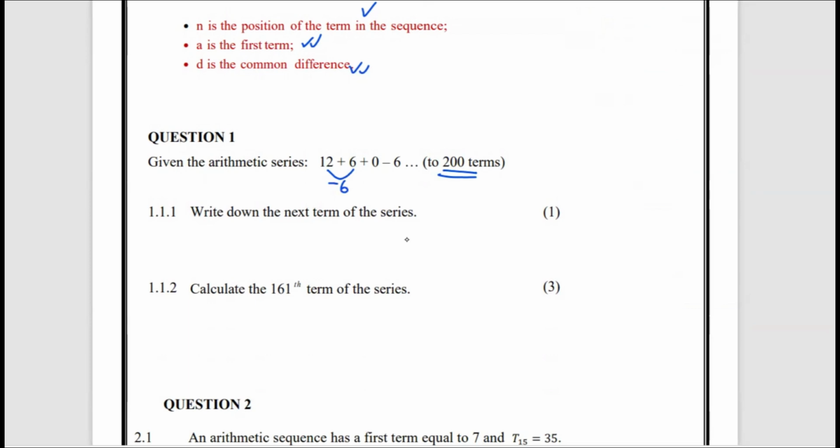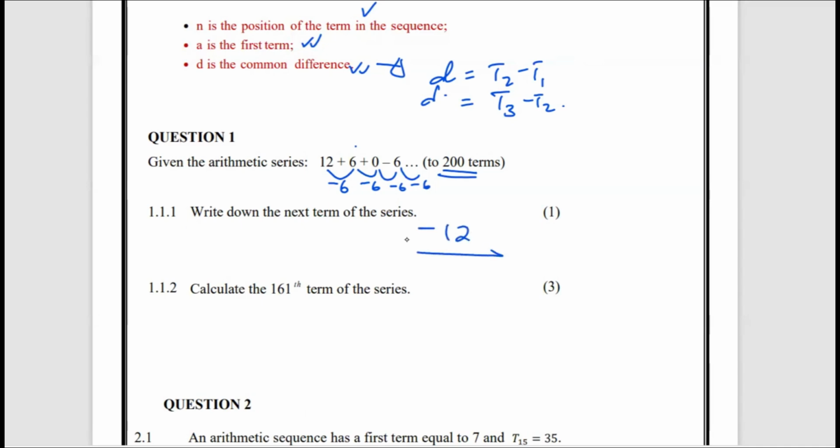For us to get the d, it's T2 minus T1, or you can get T3 minus T2. That's how we get the common difference here. So 6 minus 12 gives negative 6, and then 0 minus 6 also gives negative 6, and negative 6 minus 0 is negative 6. Which means we're going to subtract 6 again, and then we end up with negative 12.